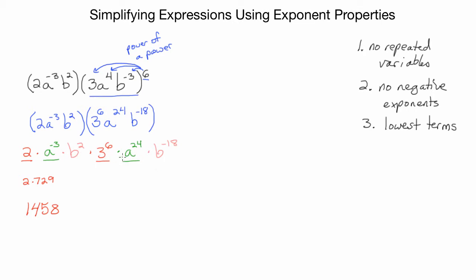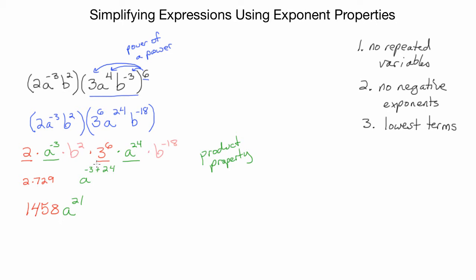If I remember my product property, I'm going to write that on the side here. The product property says when you have the same base and you're multiplying them, so this is a to the negative third times a to the positive 24th, I can add the exponents together. So that turns into a with negative 3 plus 24, which ends up being a to the 21 power. So it turns into positive, which is kind of nice.